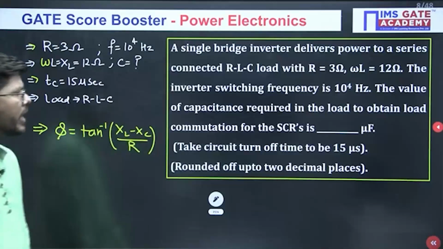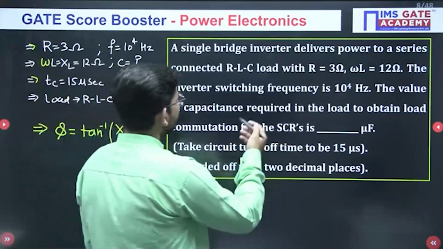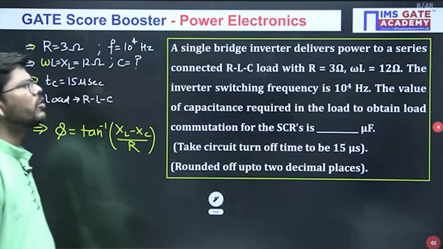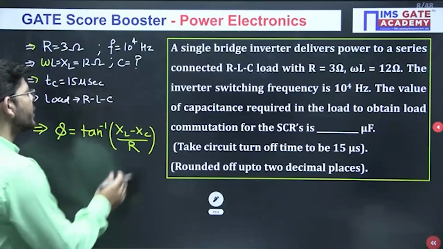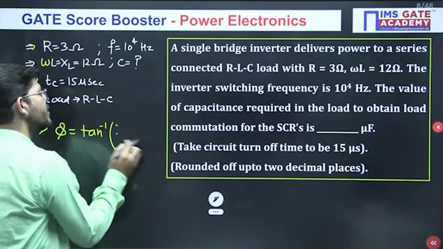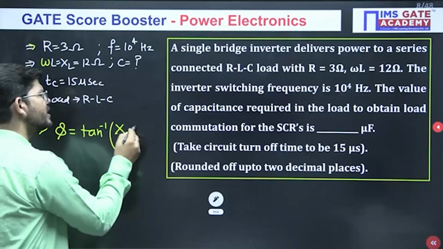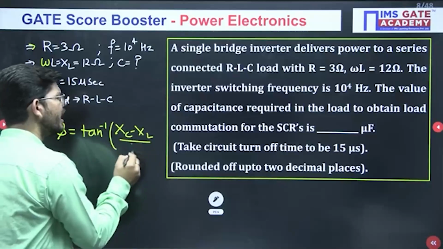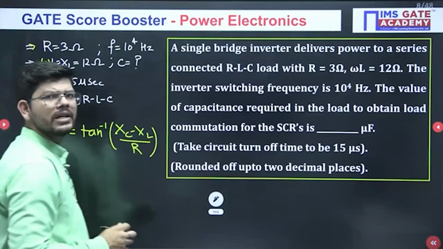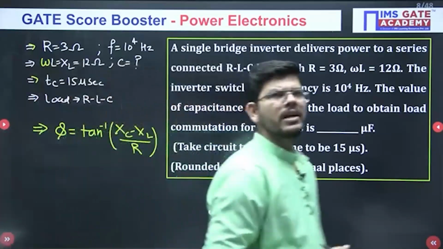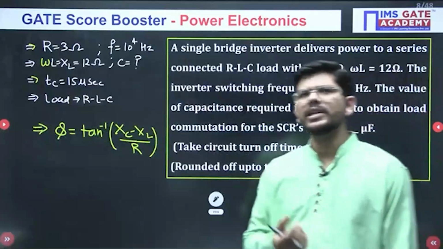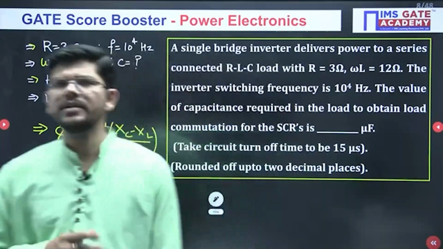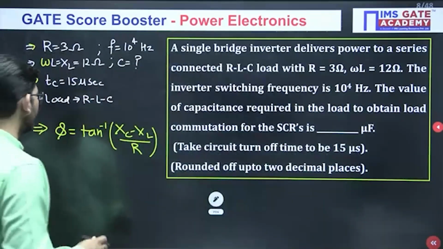Since the question asks for the value of capacitance required in the load to make load commutation possible, that means the capacitance might have a high value. So you may write XC minus XL as well, and it does not matter. Only a sign difference will be there. And you don't have to write that; you have to calculate the value of capacitance. If anything is not clear, let me know.